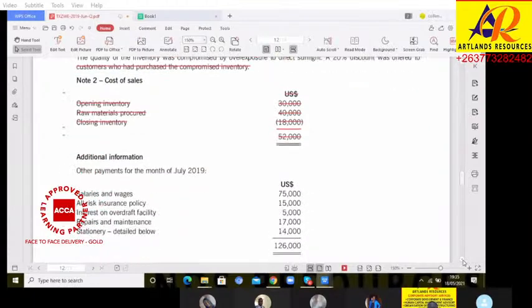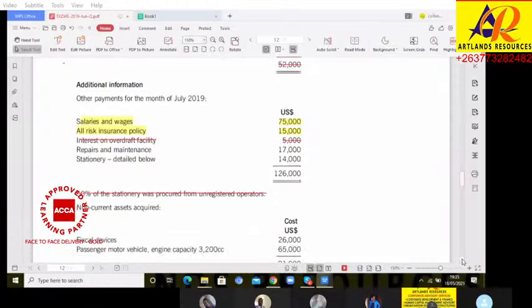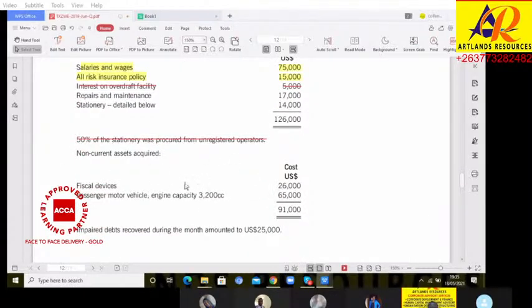Other information: other payments comprise salaries and wages, which have no VAT. All risk insurance has no VAT because it is not a taxable supply. Interest on overdraft is a financial service, so it is exempt. Repairs and maintenance has VAT. Stationery: 50% was from unregistered operators, which has no VAT, so you take 50% input tax. Fiscal devices, passenger motor, bad debts recovered during the month were 25. These bad debts come from sales without VAT, so again no VAT.